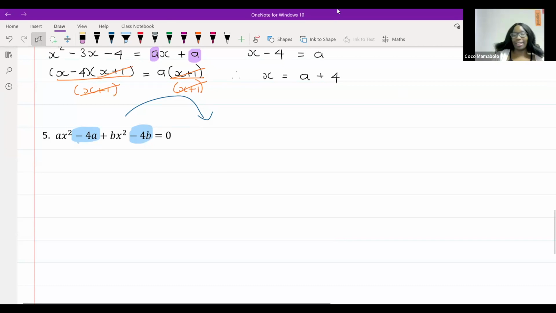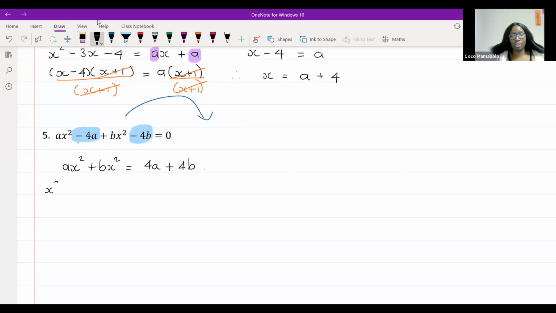Okay, so this one is quite nice, if you followed the steps that ma'am asked of you here. I'm going to take everything with ax squared and leave it on one side. So I'm going to get ax squared plus bx squared equals, I'm going to take the negative 4a over to the other side. That's going to give me 4a, and then negative 4b goes over and becomes plus 4b. Now, because I only want x squared, I'm going to take out a factor of x squared. There's an HCF of x squared here.